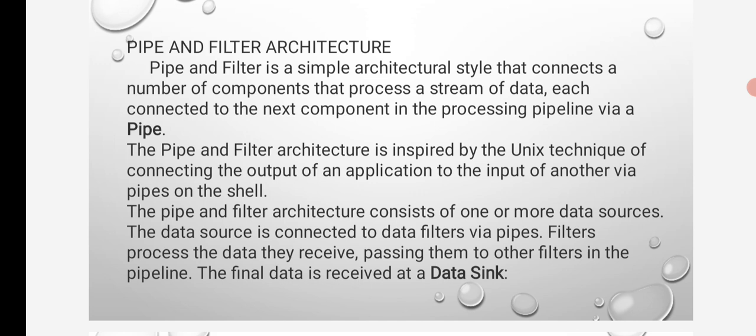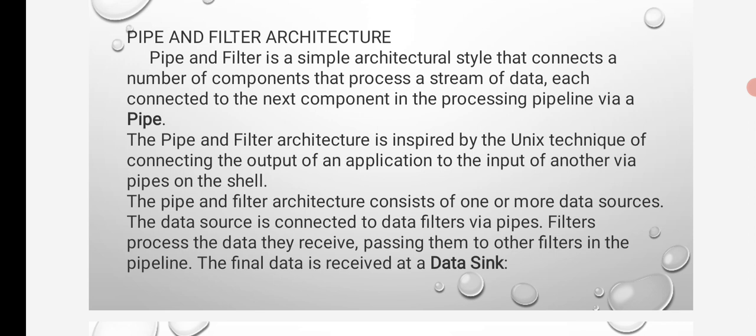Pipe and filter architecture. Pipe and filter is a simple architectural style that connects a number of components that process a stream of data, each connected to the next component in the processing pipeline via a pipe. A pipe and filter architecture is inspired by the Unix technique of connecting the output of an application to the input of another via pipes on the shell.